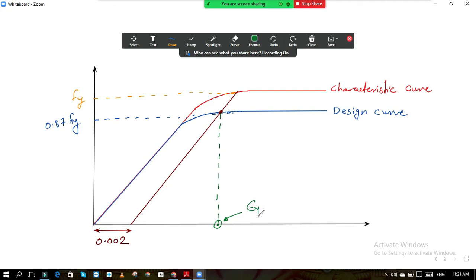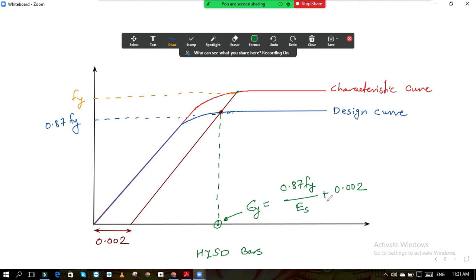It can be calculated as 0.87 Fy, the stress, divided by Young's modulus ES, but here the difference is that now you have to consider this 0.002, so it is plus 0.002. This 0.002 is nothing but the strain. This formula we use in the case of HYSD bars; we have already used it. Now I am telling you where you got this formula from.